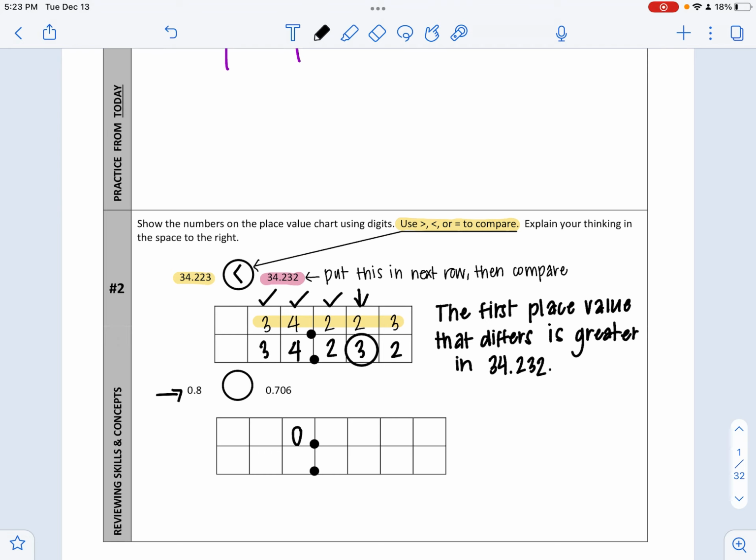Remember that when you have 0.8 with no digits after the 8, you can always fill in the blank spaces of your place value with a 0. Pause this video to finish question 2 and come back for a helper on the next page.